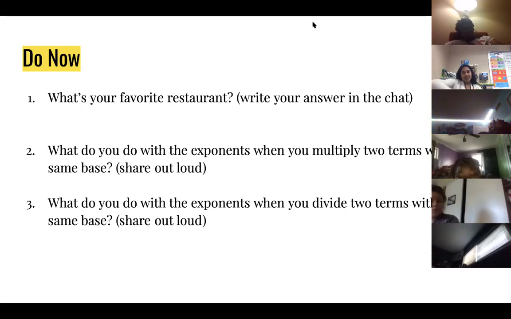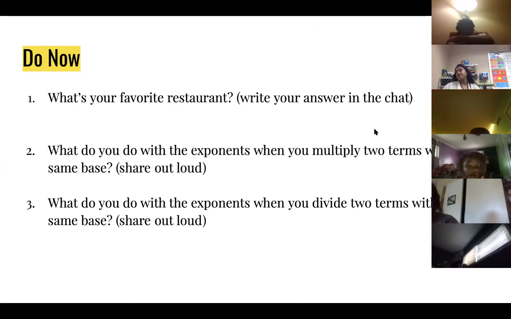All right, let's go ahead and get started. What do you do with the exponents when you multiply two terms with the same base? What do you have for me, Q? Don't you add them? Yep, you add the exponents. Good job. What do you do with the exponents when you divide two terms with the same base? What do you have for me, Hannah? You subtract them. Yes, ma'am. Yes, you do. Good job.